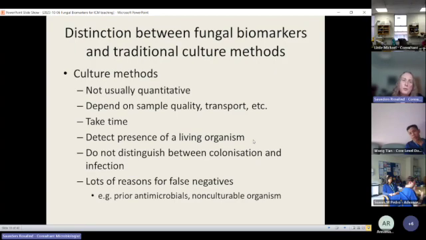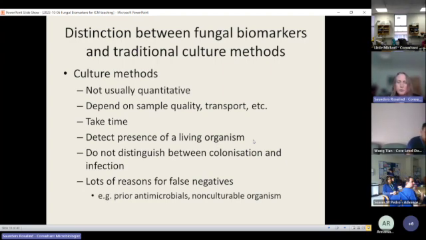So before we do that, just a distinction between the fungal biomarkers and the traditional culture. In culture methods, we're not able to put any specific numbers on how much of an organism is there. Maybe an exception with urinary cultures where we try to quantify how many colonies will actually grow per unit volume of urine. But if you're, for example, taking a respiratory culture, how much organism you grow depends very much on what the sample was that you took.